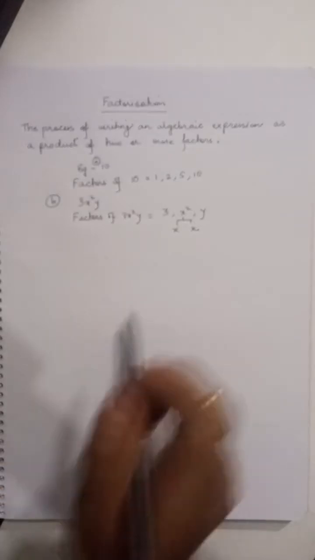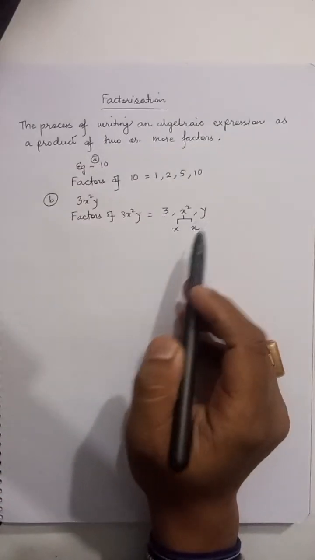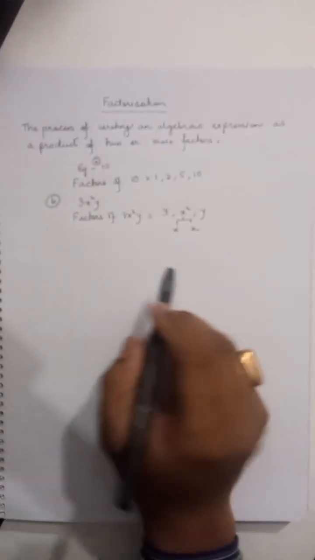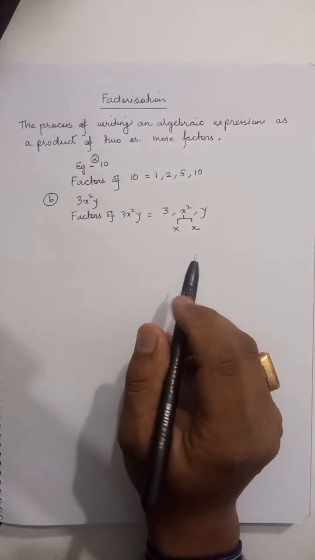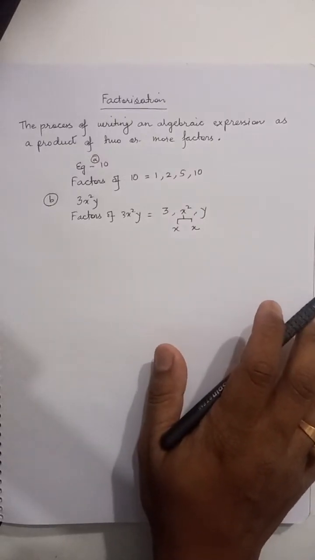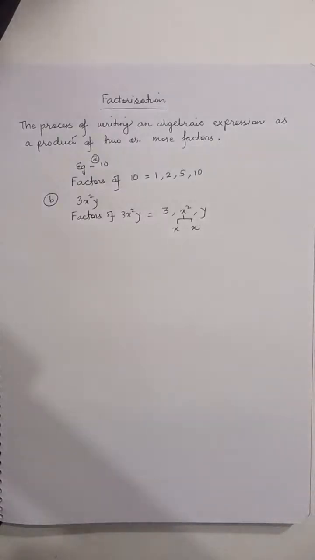This is also correct. We can write 3x square y, or we can write x square as two x's. Okay? Now there are several processes of factorization. We have many methods of factorization. So today in this session we are going to learn one of those.